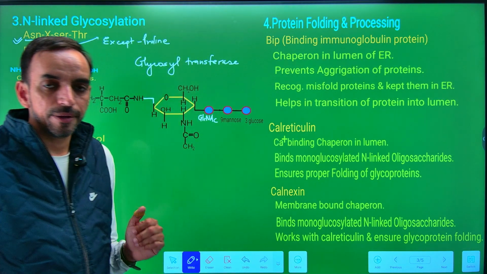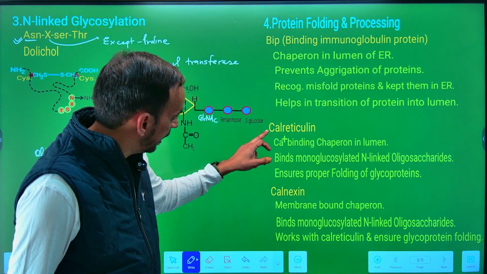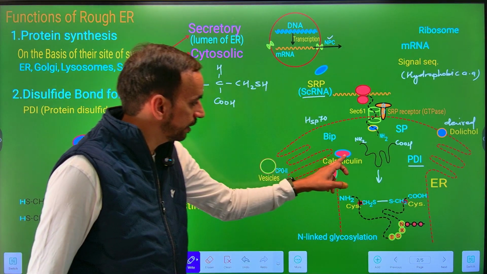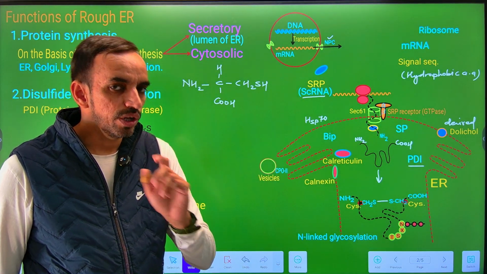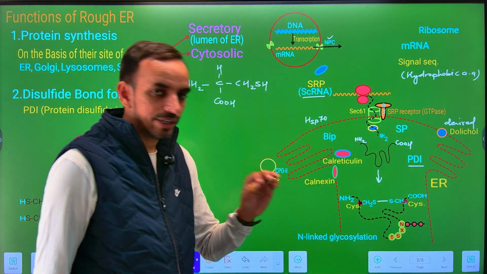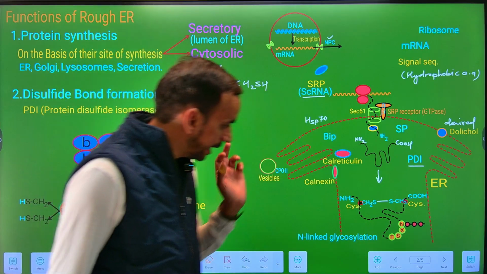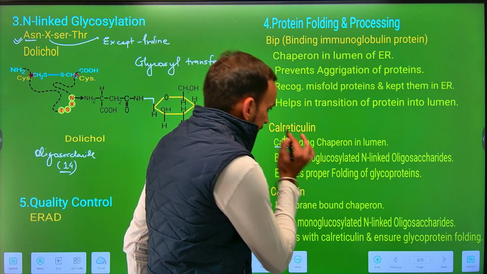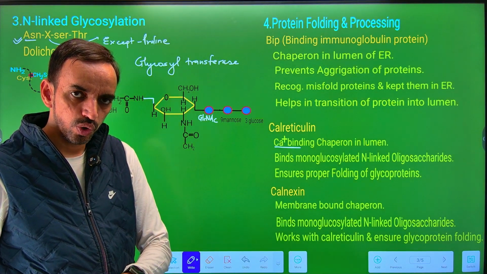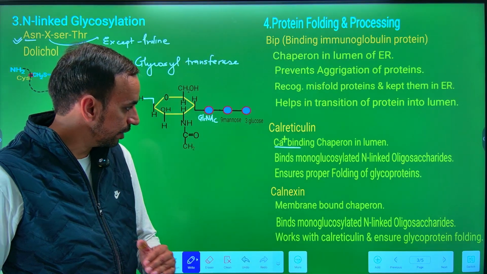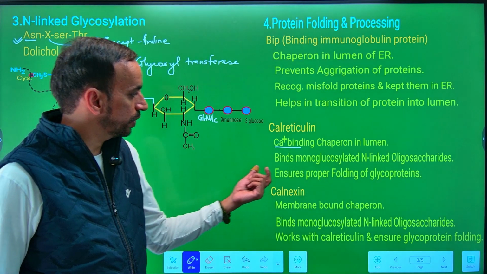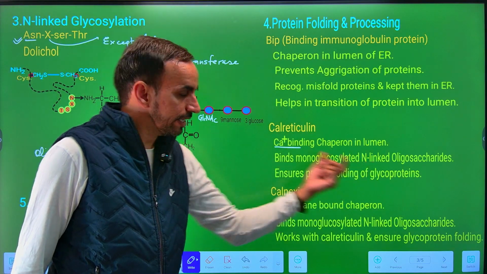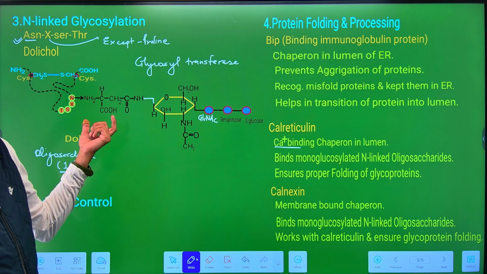Other proteins present in the lumen of the endoplasmic reticulum are calreticulin and calnexin. Calreticulin remains present within the lumen of the endoplasmic reticulum, while calnexin remains present on the membrane of the endoplasmic reticulum. Calreticulin is a calcium binding chaperone in the lumen which maintains calcium homeostasis within the lumen. It generally binds to the monoglucosylated N-linked oligosaccharides, which attach to the asparagine amino acids.